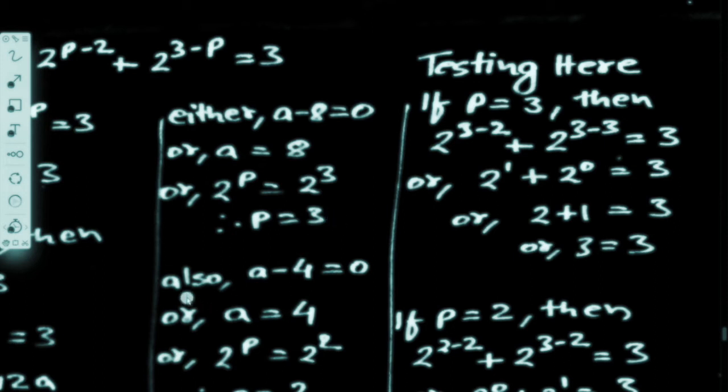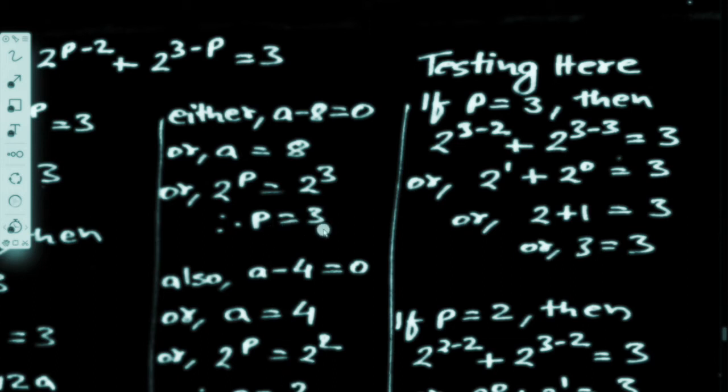Also from the next factor we see, the next factor is a minus 4 equals 0, or a equals 4. In place of a we should keep 2 power p, so 2 power p equals 2 power 2. 4 means 2 power 2, 2 power 2 means 4, therefore p equals 2. Now here we get 2 values of p. Our unknown variable is p, so we get the value of p as 3 and p equals 2. We get 2 results for p.